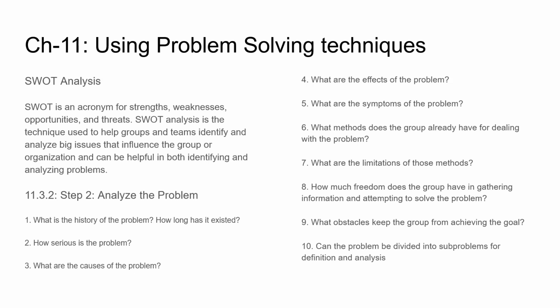And number eight, how much freedom does the group have in gathering information and attempting to solve the problem? What are the constraints? We have budget issues, time issues, people issues. And number nine, what obstacles? If you're doing it from the bona fide perspective, you understand that just because you have 4 days to do this, if other group members have other things going on, priorities in their life, that 4 days is actually much smaller. And remember, one of the biggest negatives about group work is that people underestimate how much time it takes to do stuff, right? So number nine, what obstacles keep the group from achieving the goal? List those out: problem, solution, analysis. We just talked about that. And number 10, can the problem be divided into sub-problems for definition and analysis and broken down?